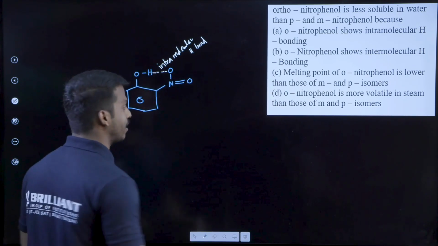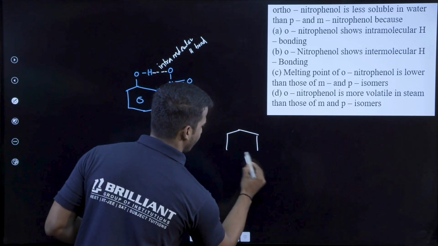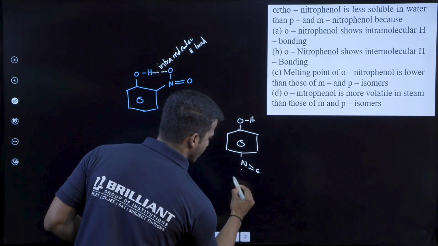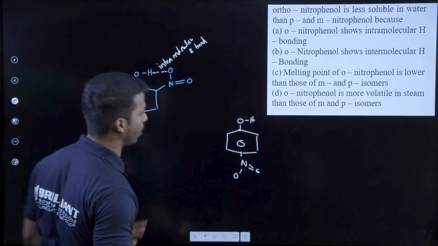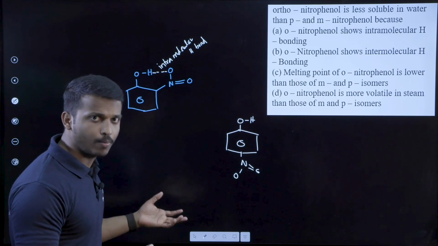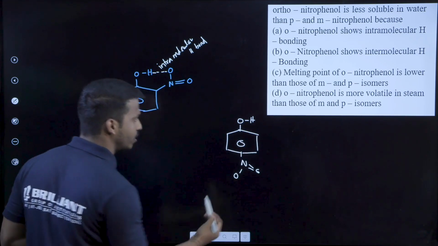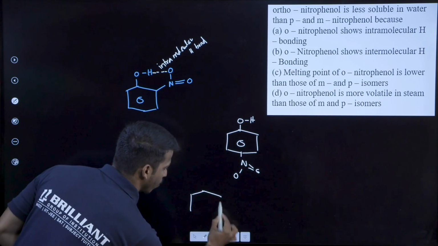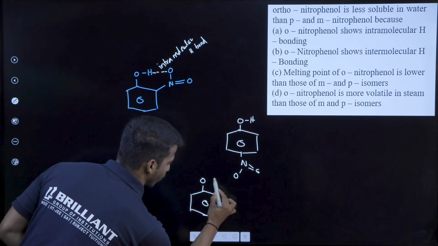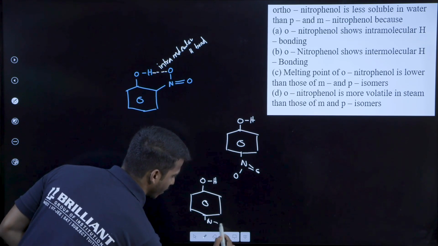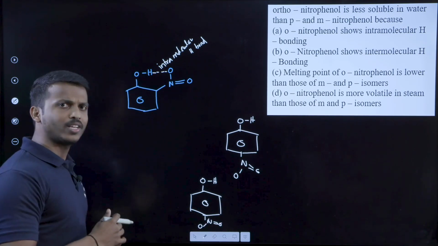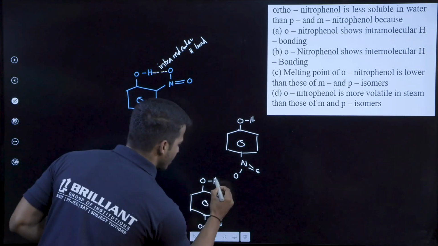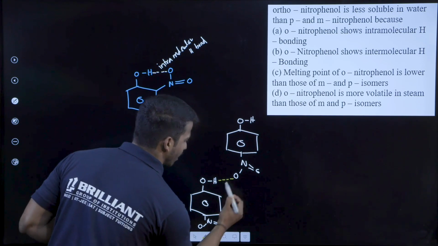What about para and meta, dear all? If you consider para, this is called para nitrophenol, right? Is it possible to make a hydrogen bond here, between this hydrogen and this oxygen? No. So let me take one more para nitrophenol. Now is there any chance to make a hydrogen bond? Yes, there is a chance. Here, this hydrogen and the single bonded oxygen can make a bond.